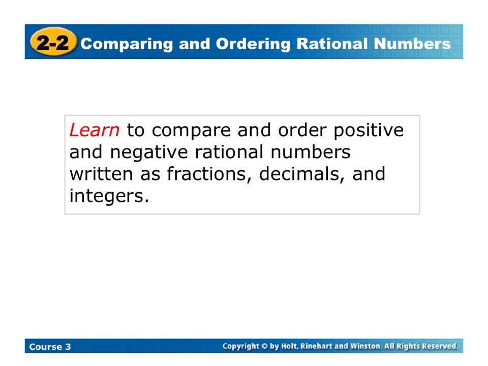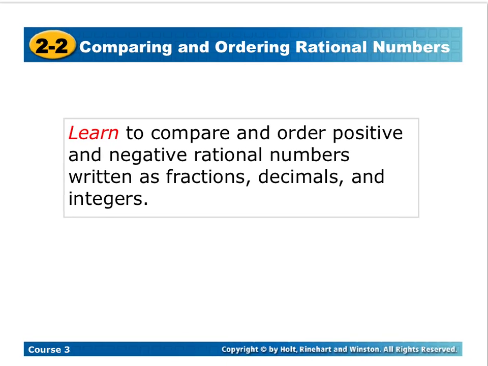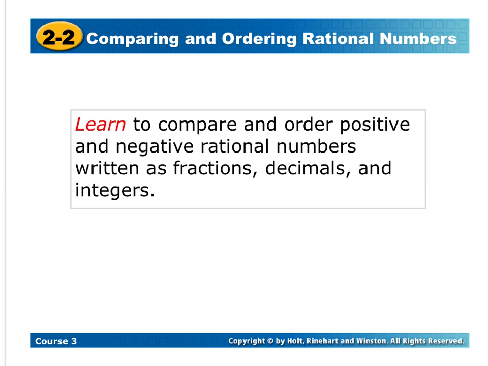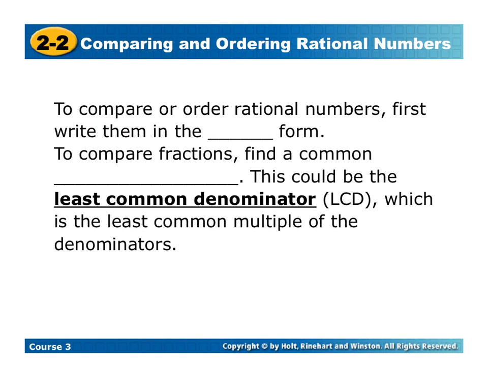Alright, today we're going to be taking a look at comparing and ordering positive and negative rational numbers, looking at fractions, decimals, as well as integers. The most important thing to remember when we're comparing or ordering rational numbers is that we want to write them in the same form. That's going to give us the best and clearest picture when we are comparing.